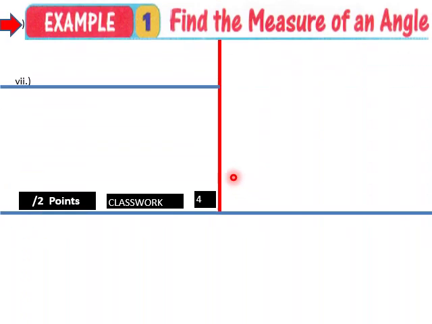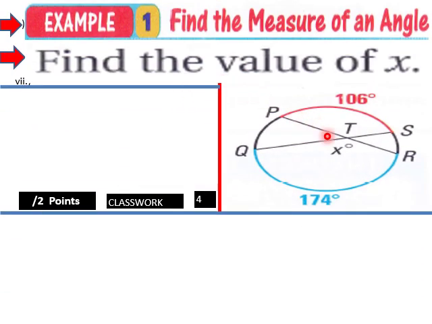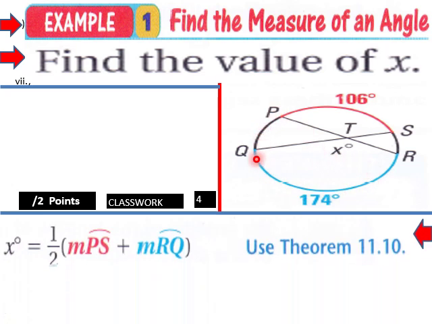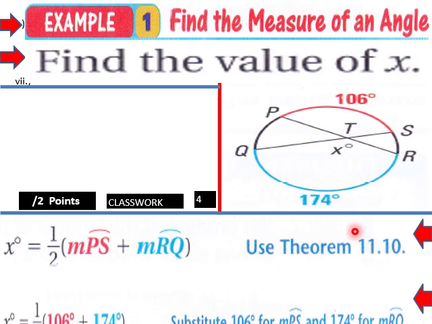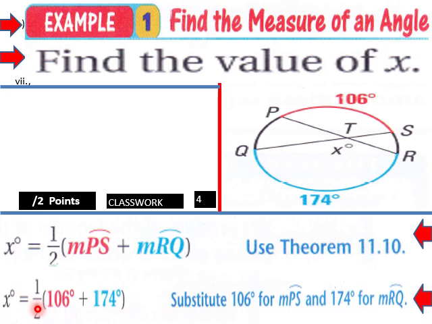So let's get into an example here. Find the value of x. So we got this here, angle x, and this is a vertical angle with angle T. We know this is 106, and then this is 174. So the measure of x degrees here would be 1/2 of PS and RQ. Use theorem 11.10. So x degrees equals 1/2 of 106 plus 174. So we know those two measures.